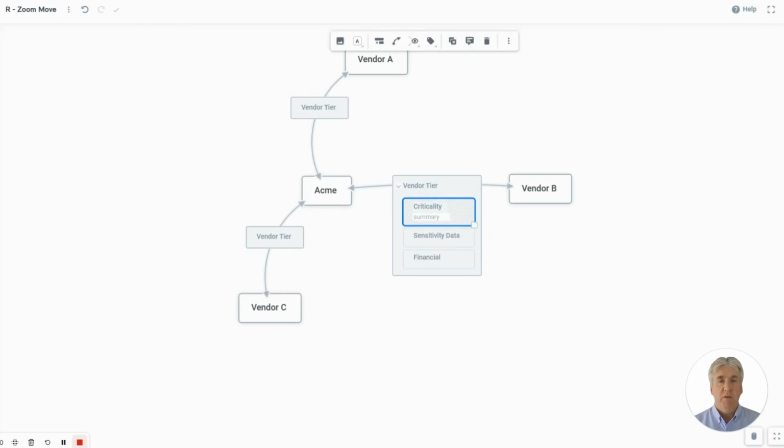With Vendor B, we might rate each criteria based on a simple low, medium, or high scale by labeling it high criticality, which suggests it is very important for Acme's business operations. The volume of sensitive data could also be high, and finally we could be very reliant on that vendor to enable us to generate a lot of revenue, so we rate the financial impact as high.